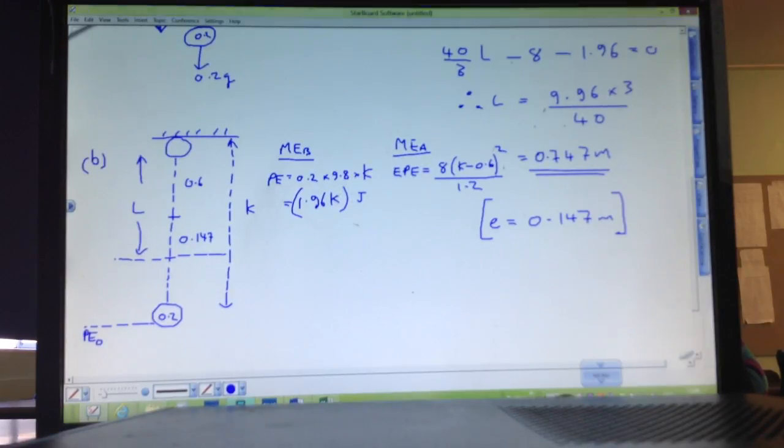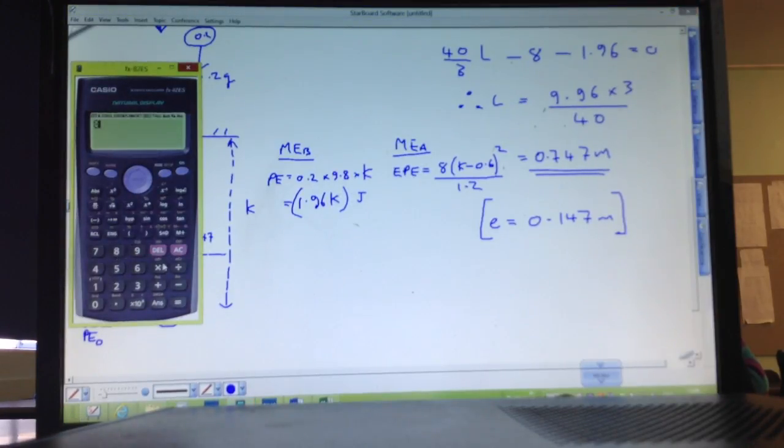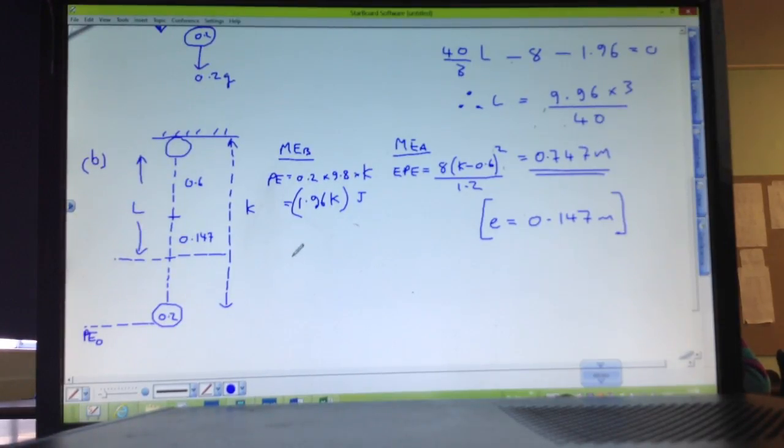If I can just work out what 8 divided by 1.2 is. 8 divided by 1.2, 20 over 3. Okay, minimise that. So I've got 1.96k is equal to, was it 20 over 3 I just said? Yeah. 20 over 3 lots of k minus 0.6 squared. And I'd usually put MEB is equal to MEA above that.